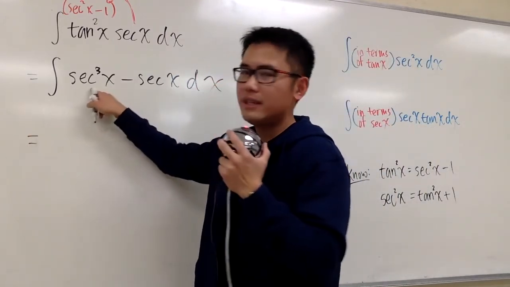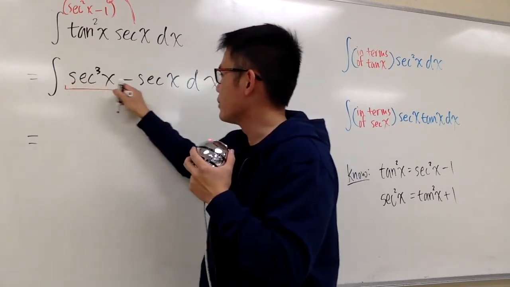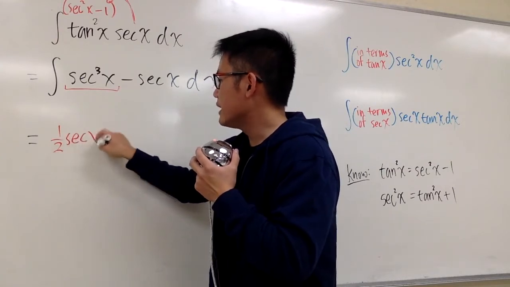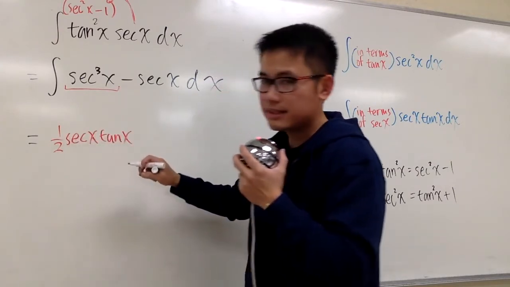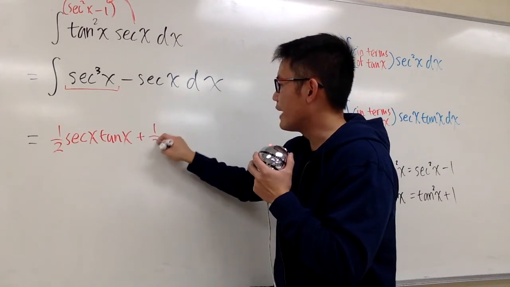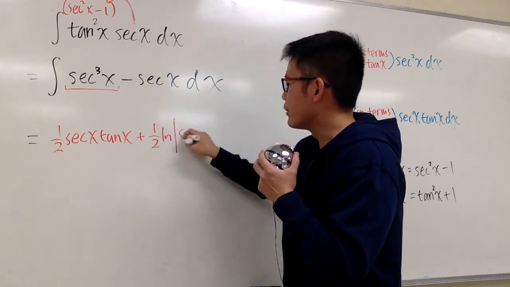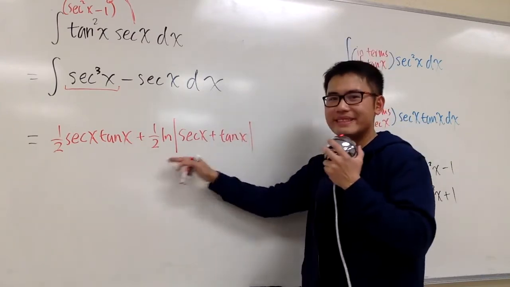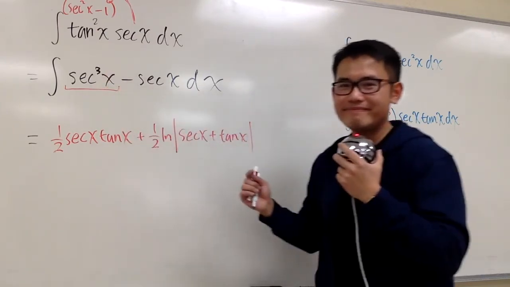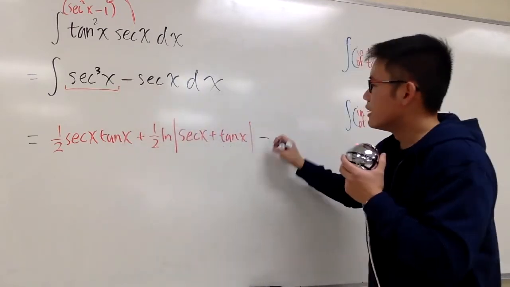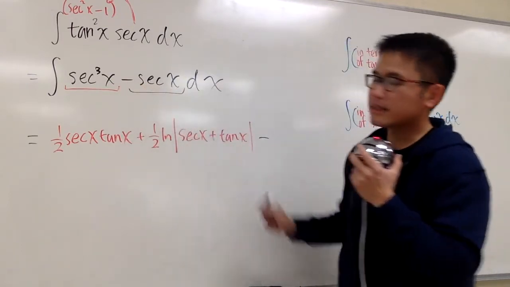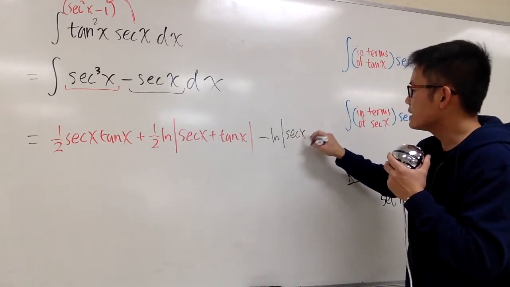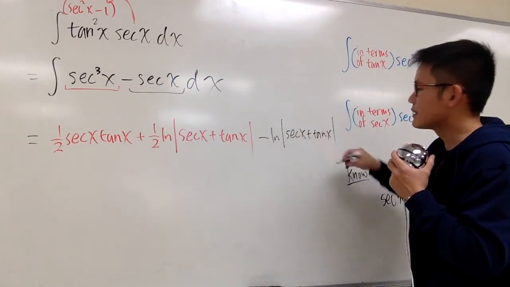The integral of secant to the third power, let me just underline it right here, is the same as 1/2 secant x times tangent x plus 1/2 ln absolute value secant x plus tangent x. This is for secant to the third power x. Minus, let's look at the integral of secant x. Well, this is just ln absolute value secant x plus tangent x.